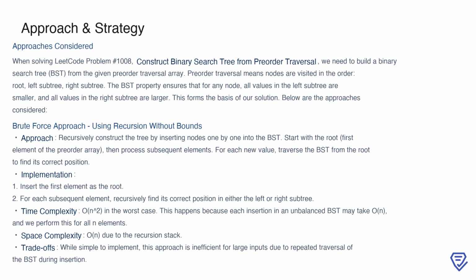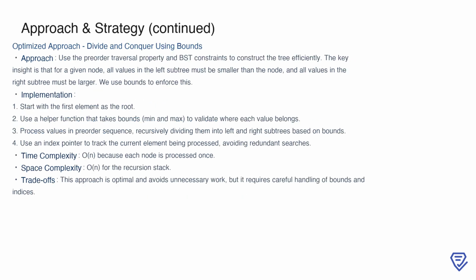Though simple to implement, this method is inefficient for larger inputs due to repeated traversals of the tree during insertion. A more efficient approach leverages the properties of preorder traversal and binary search trees. This involves using a divide-and-conquer strategy with bounds to construct the tree.